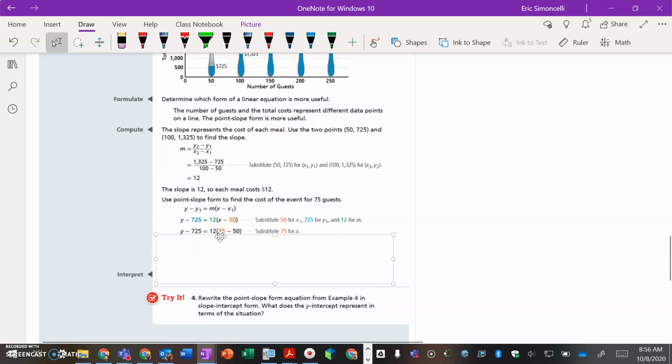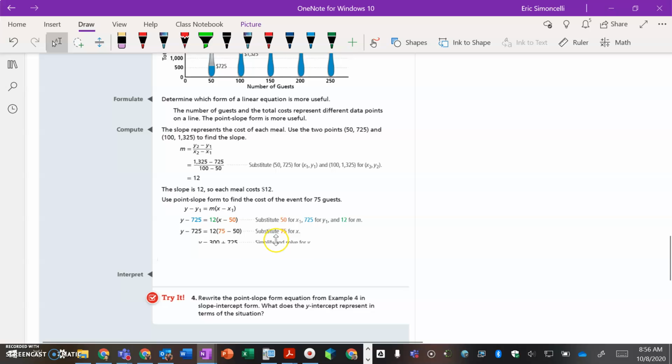Just to highlight why 50 and 725 were plugged in: that was a point on the graph from up above, the very first point we looked at. So I'm plugging in 50 and 725 for the first point, but I'm also now solving for what y happens to be when you plug in 75. I think that's pretty nice to see here.